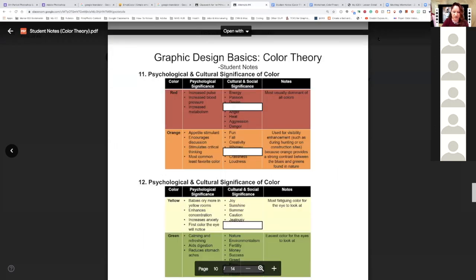The next few slides we're going to go through look like a lot of information, but we're just going to write 4 words for each page.